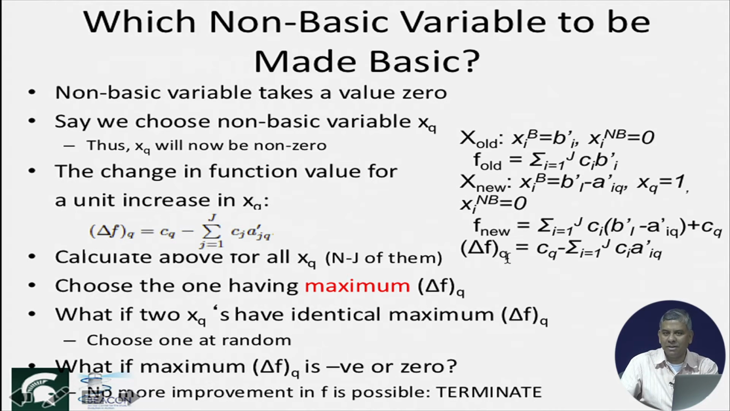Q starts from j plus 1, then j plus 2, and so on for all of them, and then you look for which one has the highest value. The one having the highest value, that q will be the corresponding non-basic variable. So this is the philosophy of choosing the non-basic variable: we compute this for all non-basic variables, and the one having the highest value becomes the candidate.